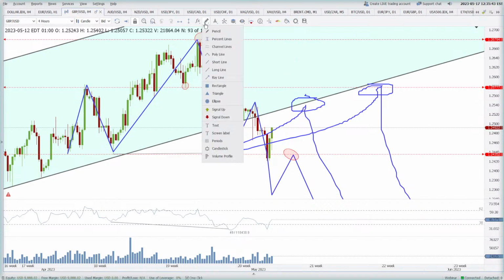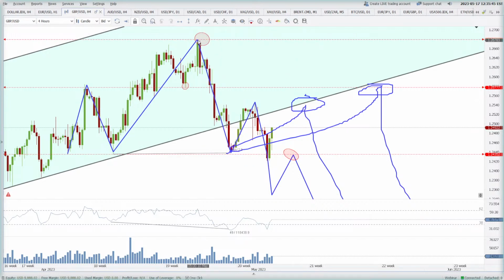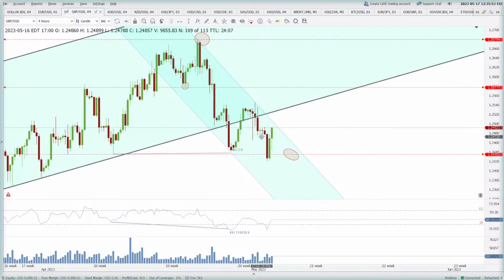So yes, there is a possibility that the price will break from this channel, which I'm going to draw right now. Okay, wait, before that, I think I must clear all this clutter so that you can see what is happening on the charts.